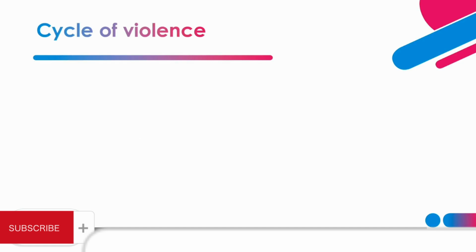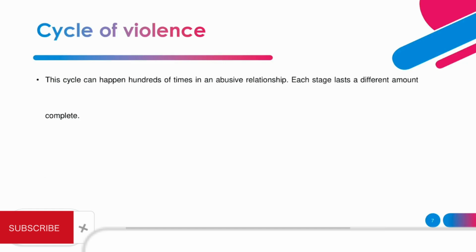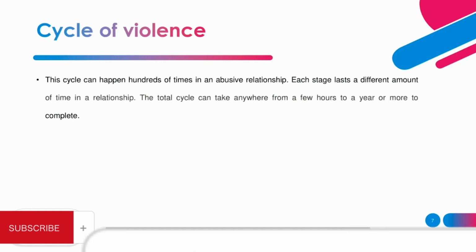Cycle of violence. This cycle can happen hundreds of times in an abusive relationship. Each stage lasts a different amount of time in a relationship. The total cycle can take anywhere from a few hours to a year or more to complete.